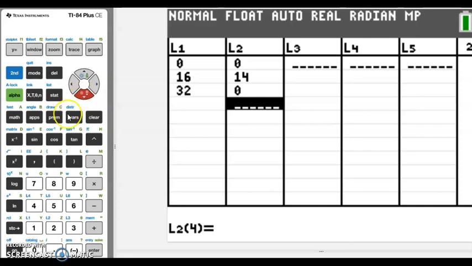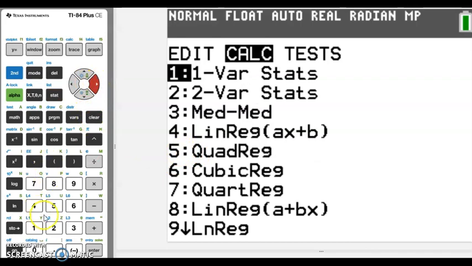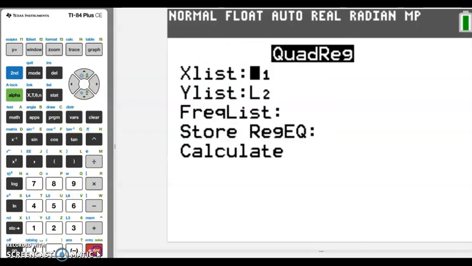Okay, once you have those points, you'll hit Stat again, and then you go to the right over to Calc. Then you go down to number 5, and you'll hit Enter, or you can just hit the number 5. And this is quadratic regression. And you'll hit Enter. You'll notice that the X list, so your X values, are coming from list 1, and your Y list, your Y values, are coming from list 2.